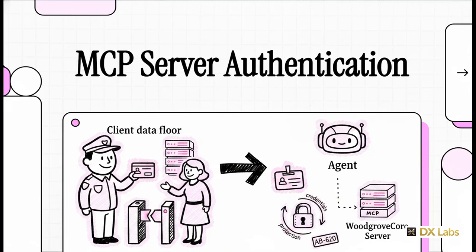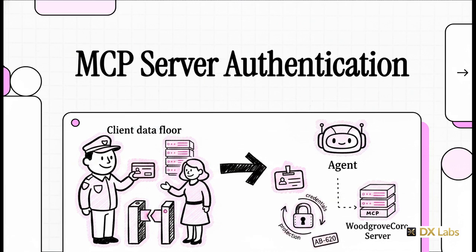Imagine you're walking into a highly secure data center. Before any employee can step foot on the client floor, they've got to prove exactly who they are to a security guard at the front desk. Well, in Copilot Studio, when your agent needs to fetch data from an external system, like an MCP server called Woodgrove Core, it faces the exact same requirement.